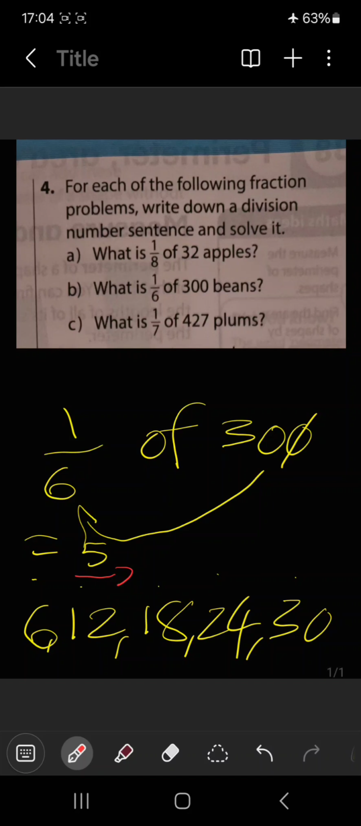Now if you were to say 300 divided by 6, it would be 50. You just add a 0. So my answer is 50. So 1/6 of 300 will equal 50 beans. The fraction we are dealing with is 1/6. Of the 300 beans, 1/6 of those 300 beans will equal 50.